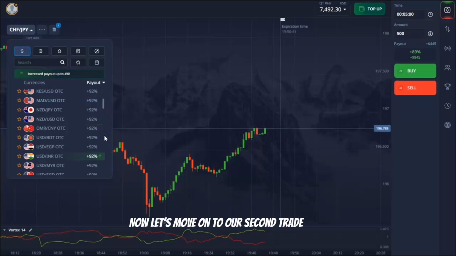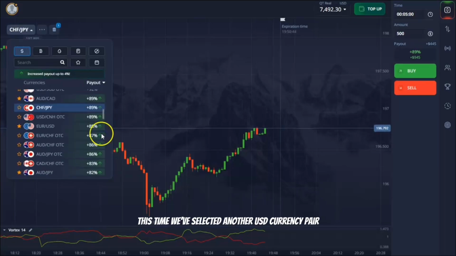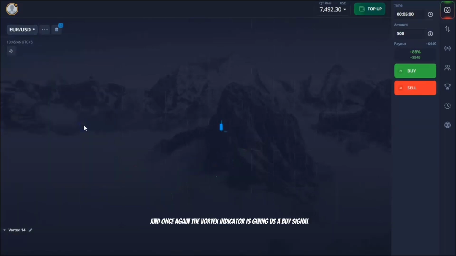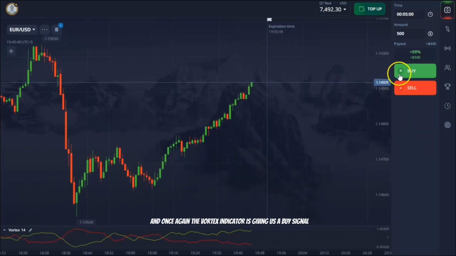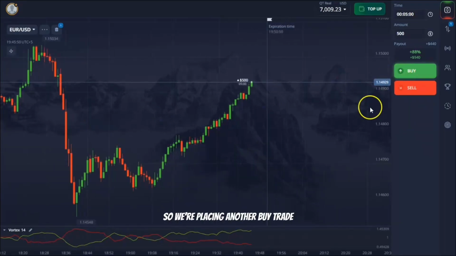Now let's move on to our second trade. This time we've selected another USD currency pair. And once again, the Forex indicator is giving us a buy signal. So we're placing another buy trade.